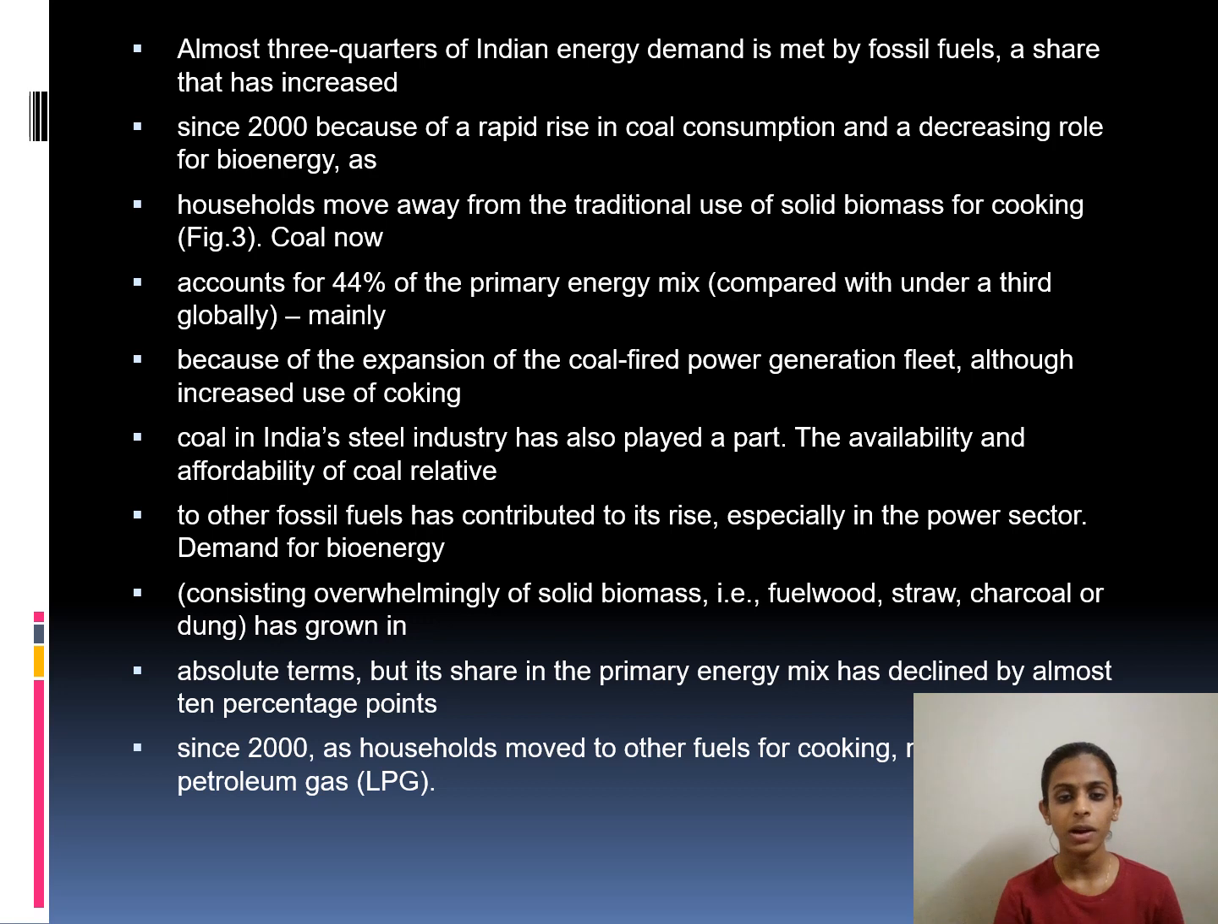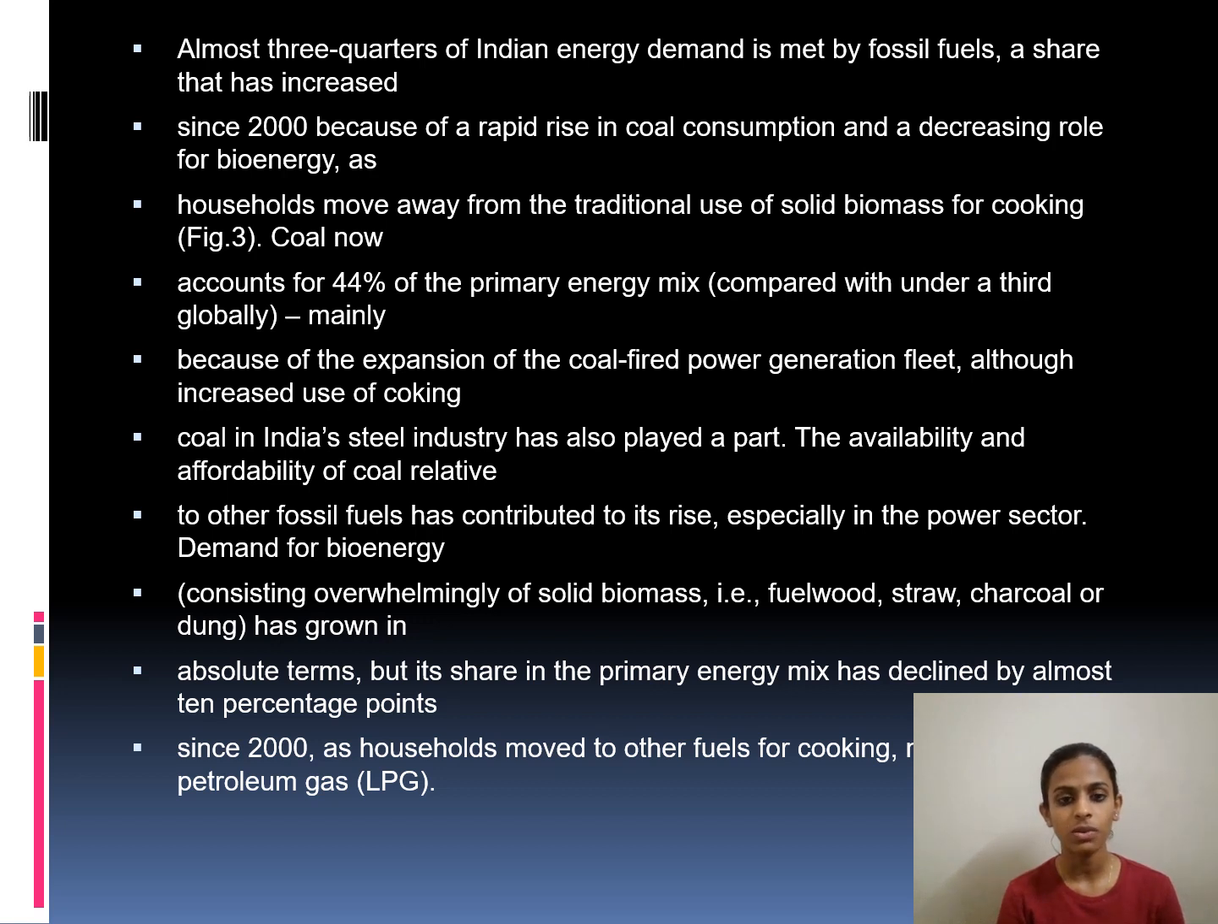Almost three-quarters of Indian energy demand is met by fossil fuels, a share that has increased since 2000 because of a rapid rise in coal consumption and a decreasing role for bioenergy as households move away from the traditional use of solid biomass for cooking. Coal now accounts for 44% of the primary energy mix, compared with under a third globally, mainly because of the expansion of the global coal-fired power generation fleet.